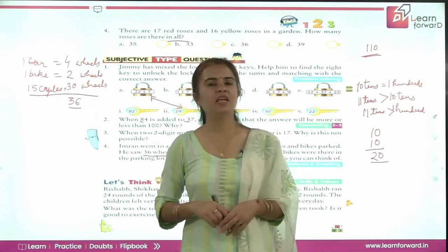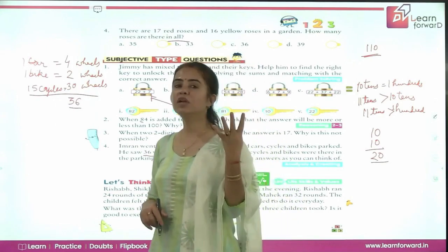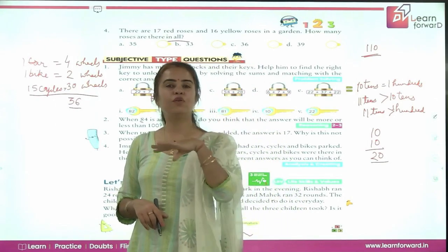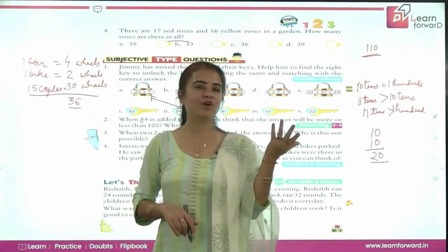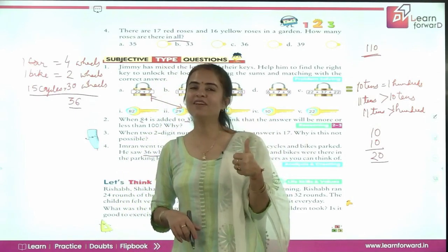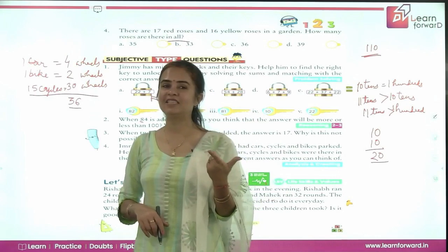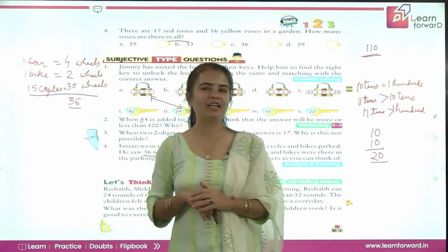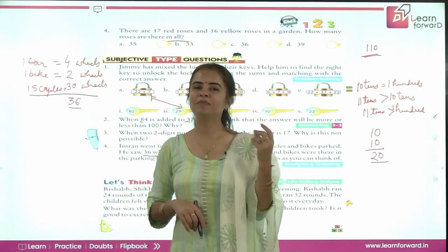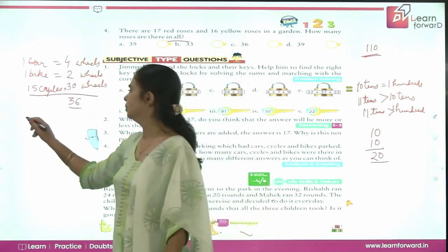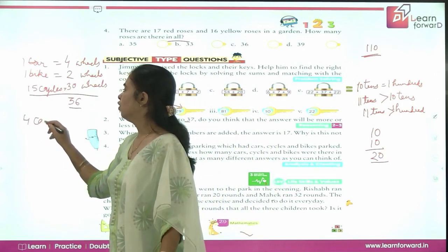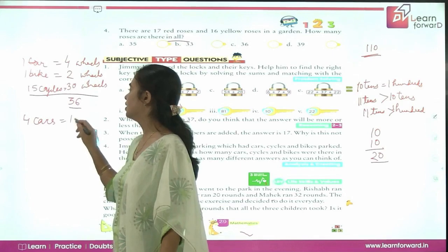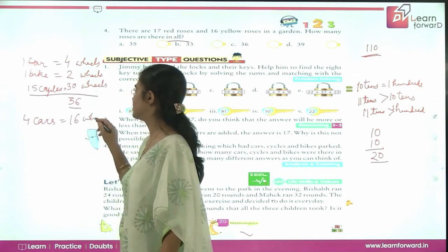So, let's say if you have 4 cars, how many wheels? 4 plus 4 plus 4 plus 4. So, what are you doing? Yes, you have learned in grade 1, this is repeated addition. And if you have learned the tables, how much is 4 times 4? 16, yes. So, for 4 cars, you got 16 wheels.